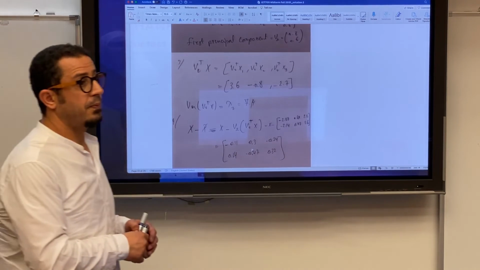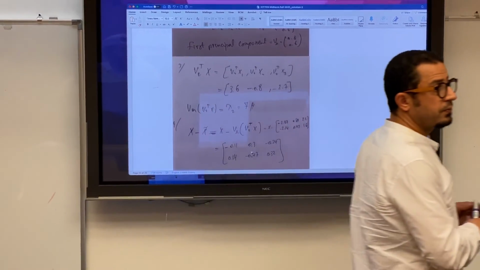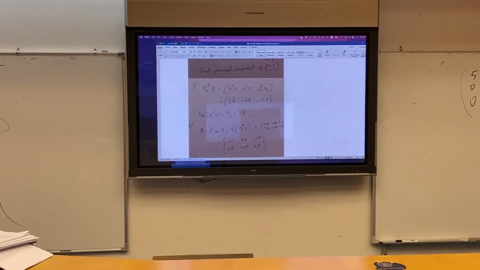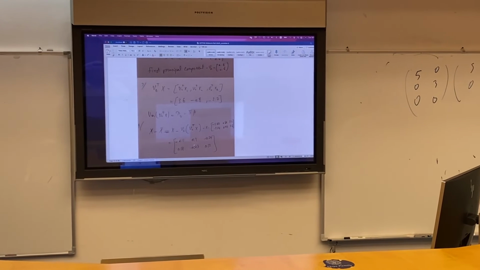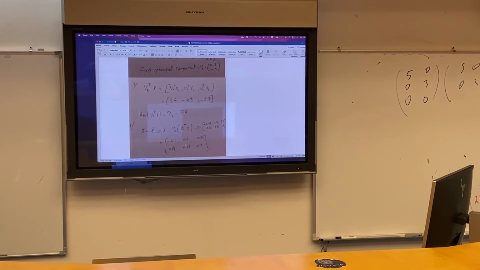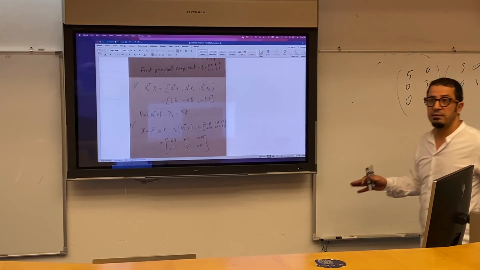Doctor, didn't we say the variance is the diagonal of the covariance? Yes, correct, but it is fine. So the variance is the eigenvalue, directly, on the projected data.